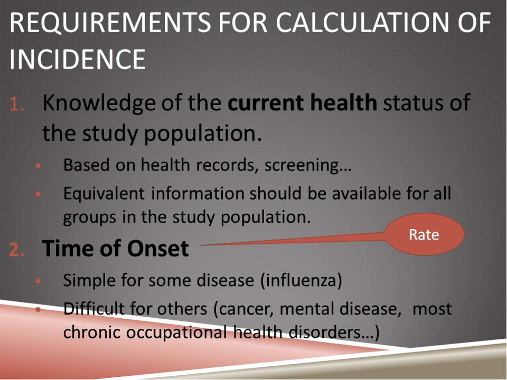So what kinds of data sets do we need to calculate incidence? Well, we need to know the current knowledge of the study population, either based on screening or historic data. And then what is the time of onset of that specific disease? Sometimes it's easy to know. You go to the doctor and you're diagnosed, you get medication for something like influenza, but it could be more difficult for things like cancer or chronic occupational illnesses where we're really not sure when there was a physiological change to the body and the symptoms start to manifest themselves. And that's your point in time in which you become a case.